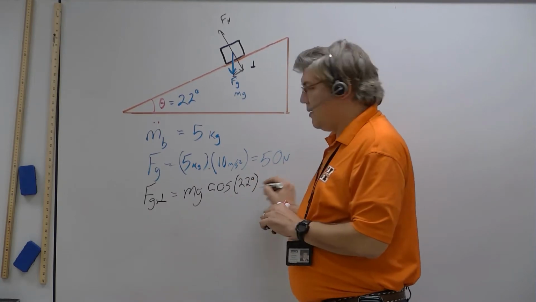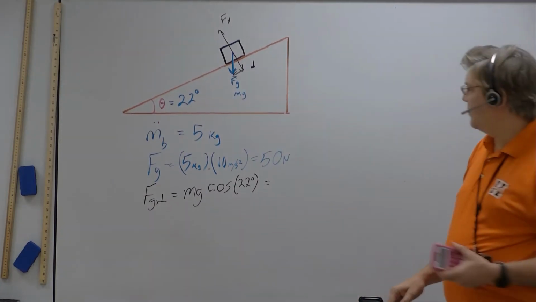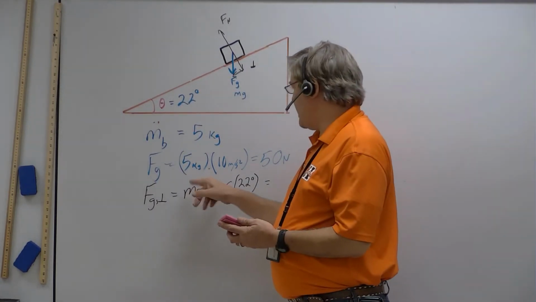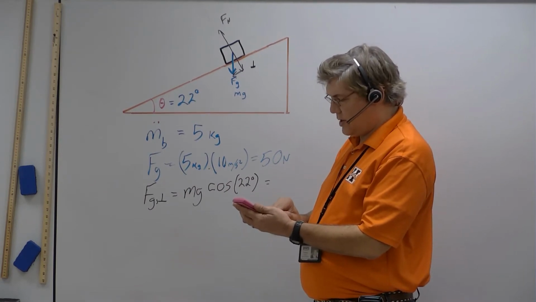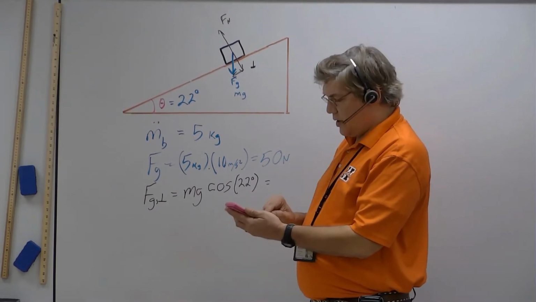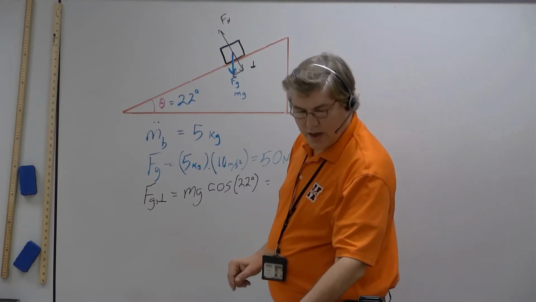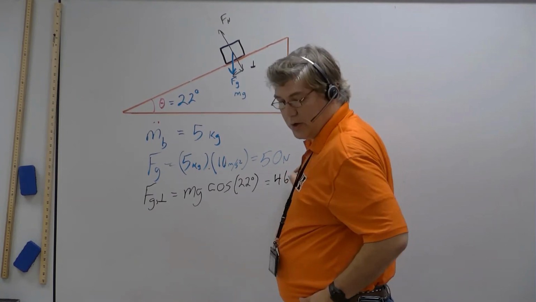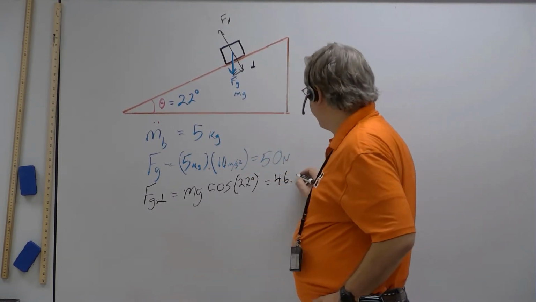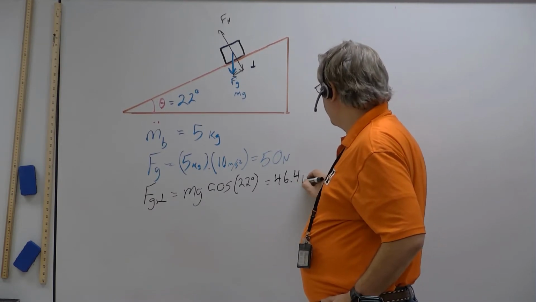And if I plug that into my calculator, so m is 5 times 10. So I have 5 times 10 times the cosine of 22 degrees. I end up with 46.359. So I'll call this 46.4 newtons.